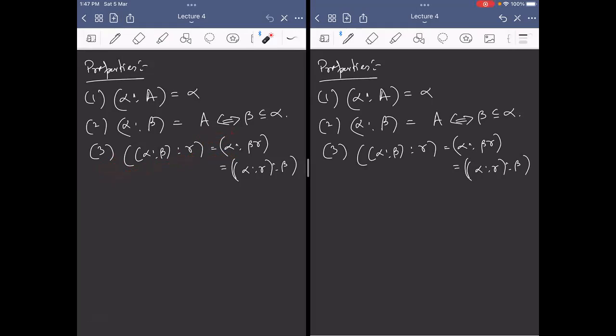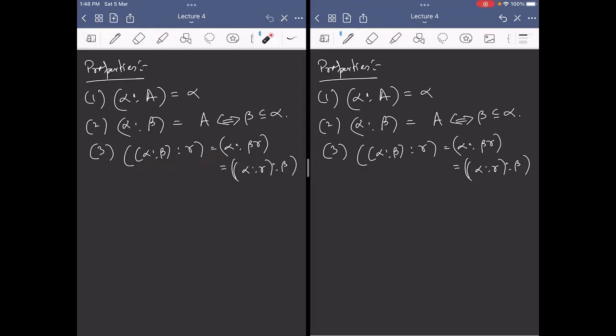Now the converse part. So if you take some x from here, then x times beta gamma is inside alpha, and therefore you can again change it. So x times gamma times beta is inside alpha. So if you multiply x with gamma and then multiply it with beta, then it becomes inside alpha. Therefore x times gamma is inside alpha colon beta. Therefore x is inside the colon ideal of alpha colon beta colon gamma. So this inclusion is also done, and therefore they are equal.